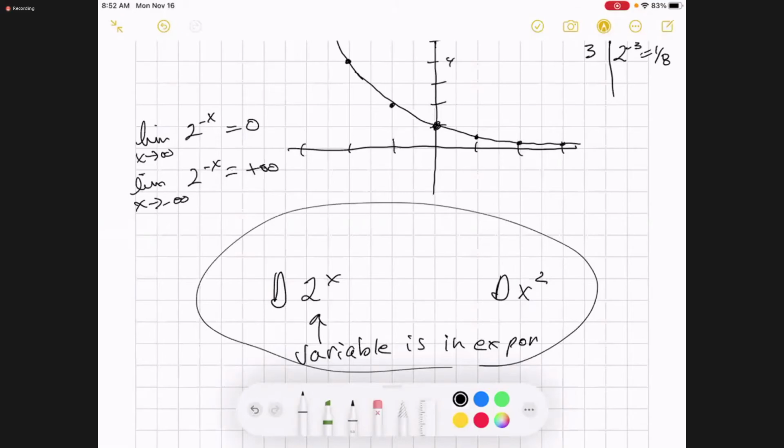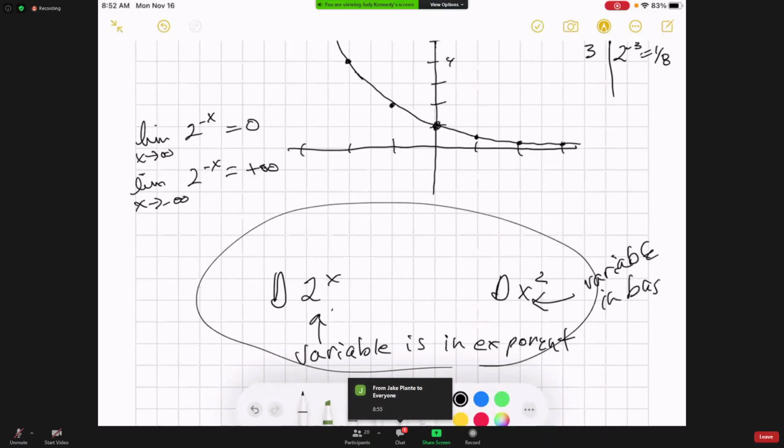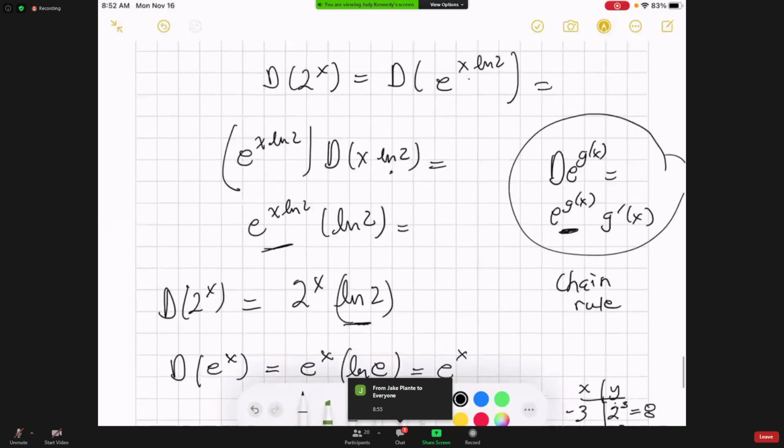In this function, the variable is in the exponent. The variable in this one is in the base. Big difference. That's why their derivatives are so different. But we will talk about that starting tomorrow. I will stop.